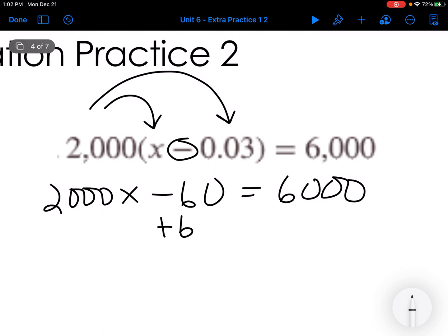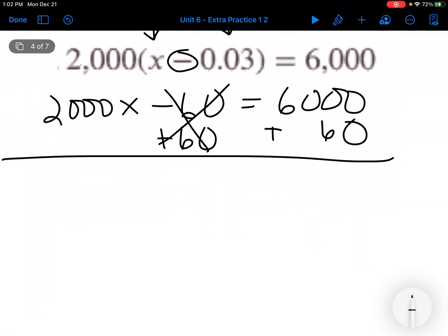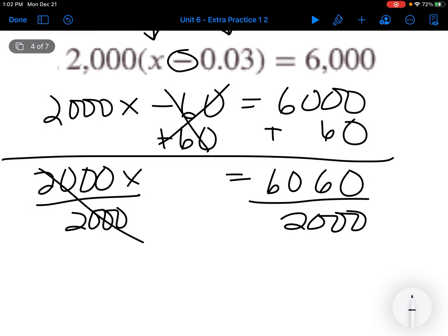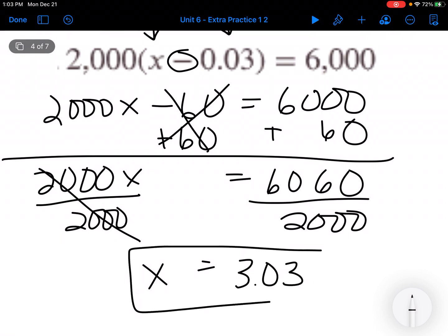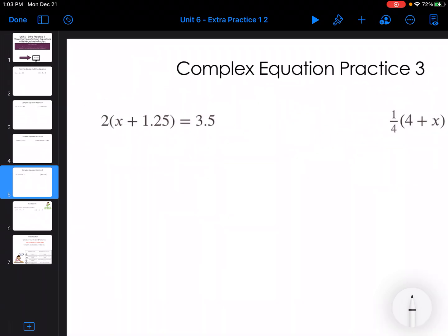So I have to zero out, so I'm going to add 60 to each side. Negative 60 and positive 60 make a zero pair. Then I have 2,000 x's. I only want one x, so I'm going to divide by 2,000 on each side of my equal sign. So 6,060 divided by 2,000 leaves me with 3.03. And I know my answer is positive because a positive divided by positive is a positive. Signs are the same. It's going to be positive.